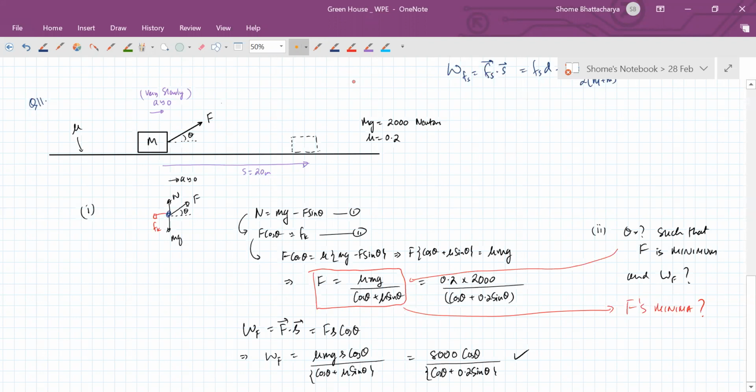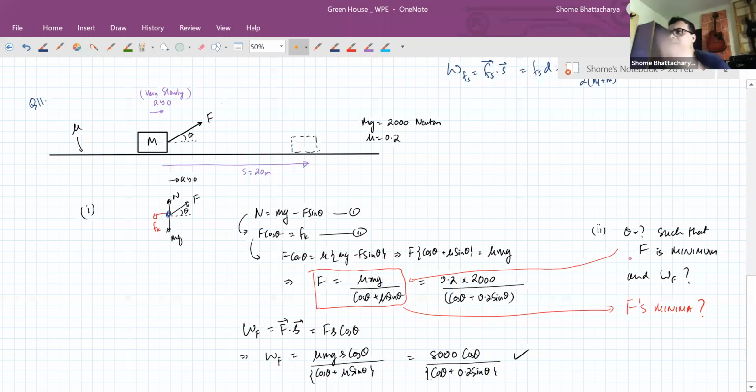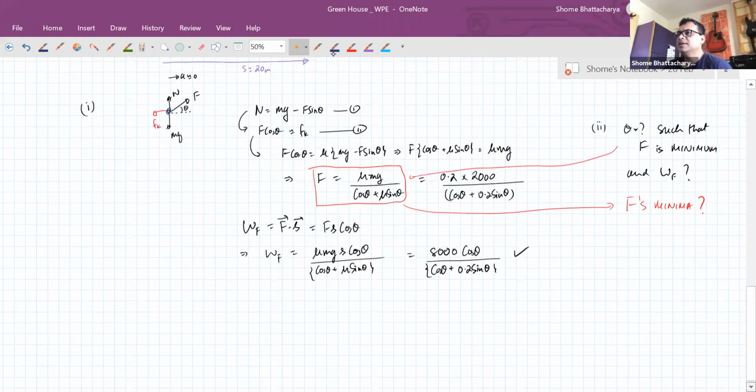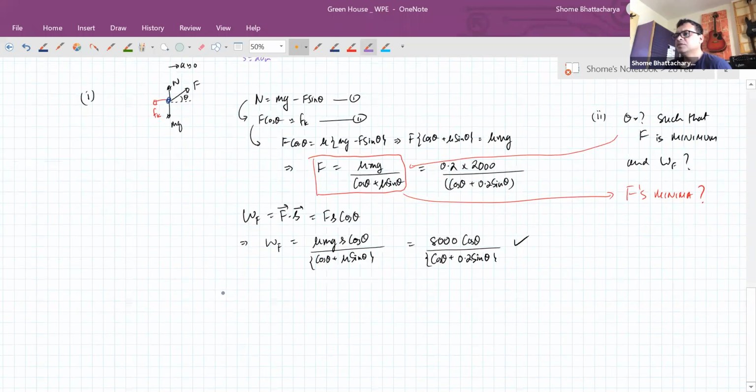Yes, what you're saying is correct. Total work done by all the forces will be zero. But then you will have to calculate the work done. So let me explain to others. What Veer is saying is that instead of calculating the work done by F, if the acceleration is tending to zero, that means the change in kinetic energy is tending to zero. So net work done should be zero. So that means work done by F plus work done by friction should be zero.